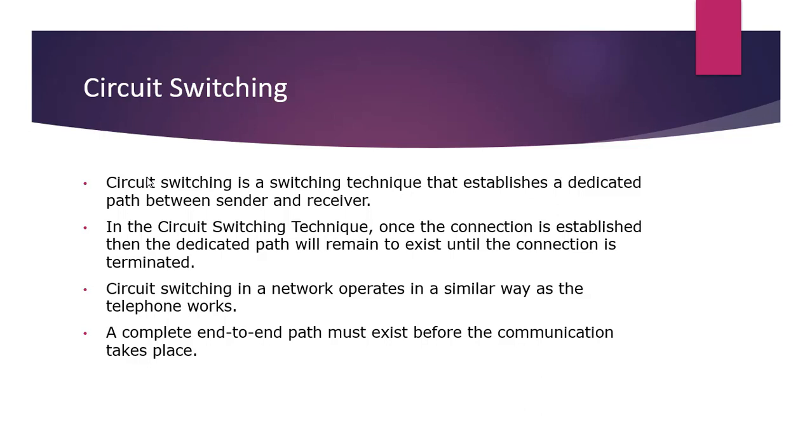And the second is circuit switching. A circuit switching network operates in a similar way as the telephone works. A complete end-to-end path must exist before the communication takes place. That's why it takes a really long time.